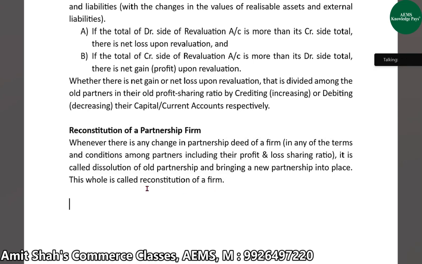Yes, sir. So whenever, guys, there is reconstitution of a firm, it means there has been dissolution of their old partnership. It is not dissolution of partnership firm. No, that is a different thing, for which we have a separate chapter. The last chapter in partnership accounting, that is dissolution of a partnership firm. Here it is only dissolution of partnership, not of partnership firm. And when we say dissolution of old partnership, it means their old partnership deed has changed now. Correct, guys?